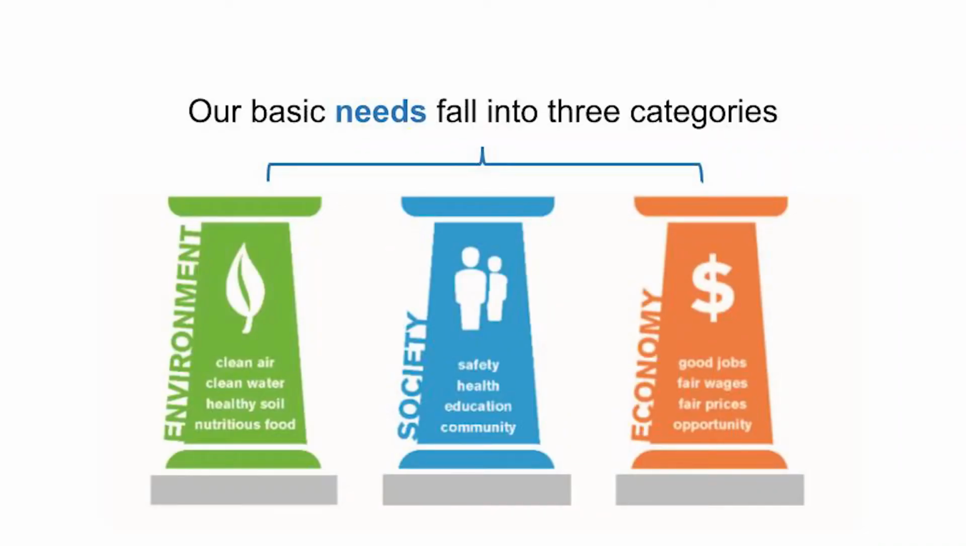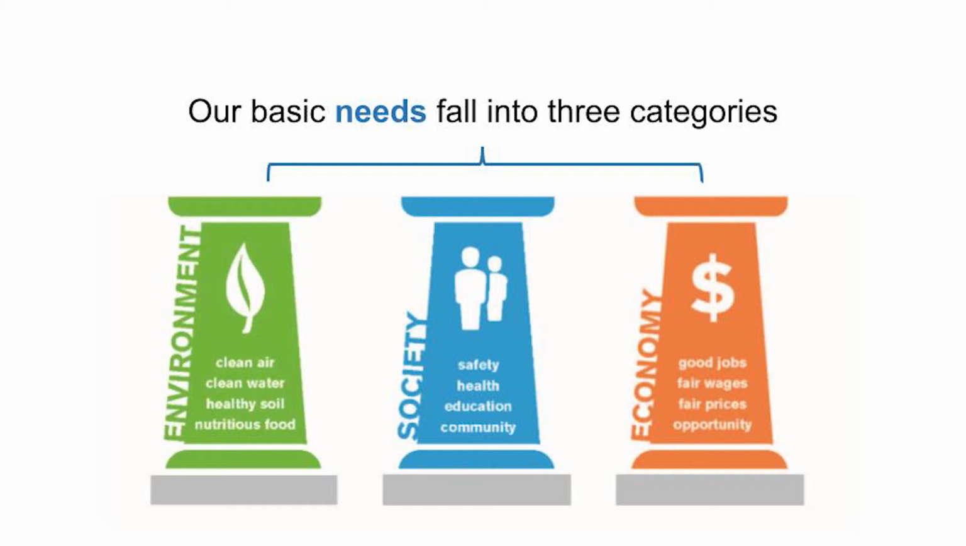This is the first model of sustainability that we like to introduce. It's called the 3 pillars model. And if we take all of human needs and organize them, what we find is that human needs fall into 3 basic categories. And those categories are the environment, society, and the economy. And so the environment is things like clean air, clean water, healthy soil, nutritious food. Society is safety, health, education, and community.